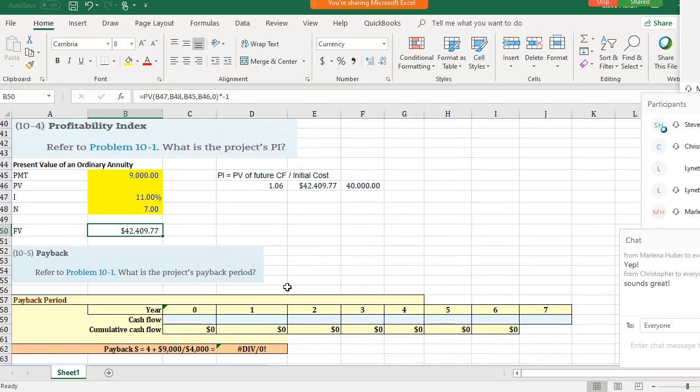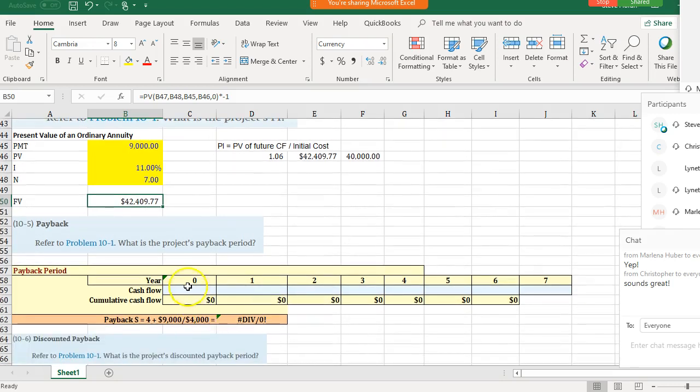Okay, the next one's called payback. And with payback, there's 2 forms of payback. There's one payback method that does take into account time value of money. There's one that does not. And the first one, the normal payback period, does not take into account the time value of money.